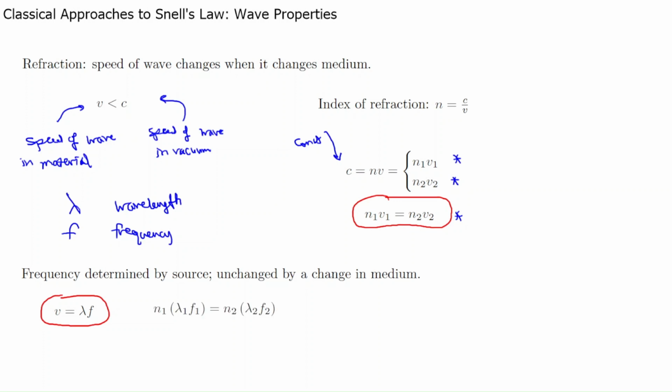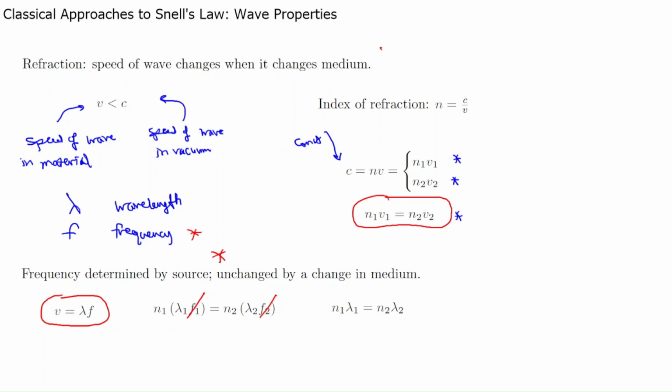Okay, so placing those two equations together, with the parentheses there to emphasize that's where the velocities used to be. Left side, N1 lambda 1 F1 equals right side, N2 lambda 2 F2. But remember, the frequency of a wave doesn't change when a wave changes medium. So these frequencies, I've got them labeled F1, F2 just for convenience, but they're equal. They don't need the subscripting. They can cancel out. So from that, we get a very handy relationship between the wavelengths. There you see what that relationship is.